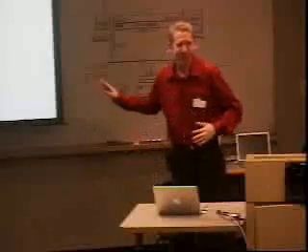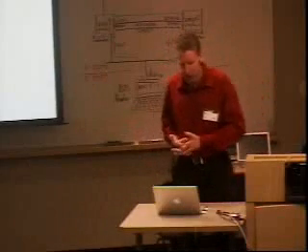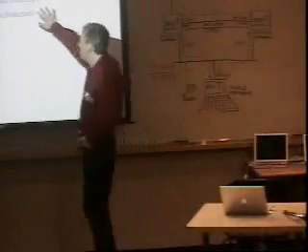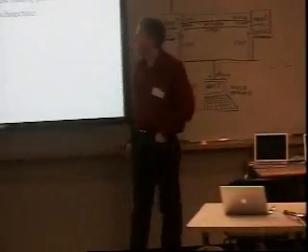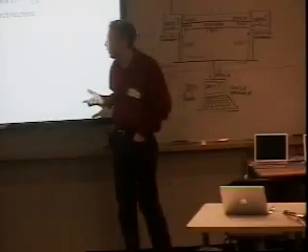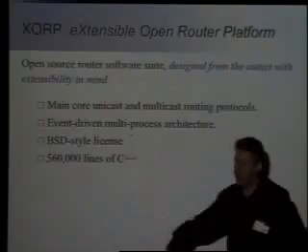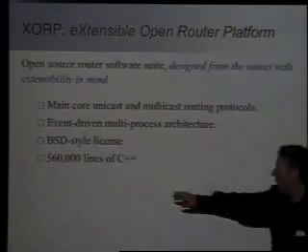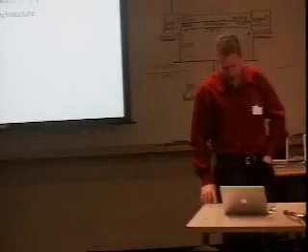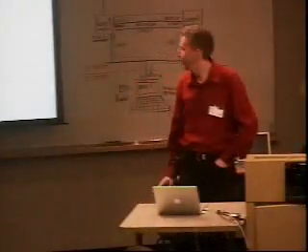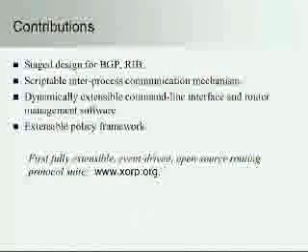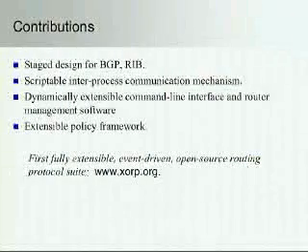OK, so this is what I've come to talk about, XORP, which is our extensible open router platform. We implement basically all the main core unicast and multicast routing protocols. It's a multi-process architecture. Everything is event-driven as far as it is feasible. It's a BSD-style license, so you can take the code and do whatever you want with it. At the moment, it's about 560,000 lines of C++. About a fifth of that is machine-generated code from various stub stuff, so it's 400-something thousand lines that we've actually written. There's probably about another 40,000 to go in, with some other things that have not yet been committed to the main archive.